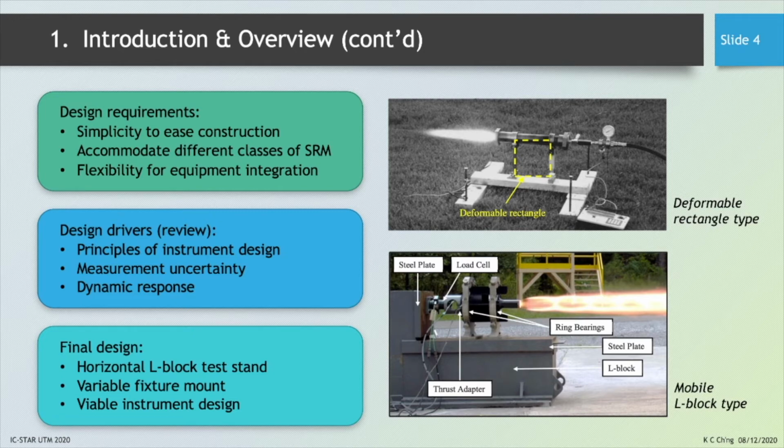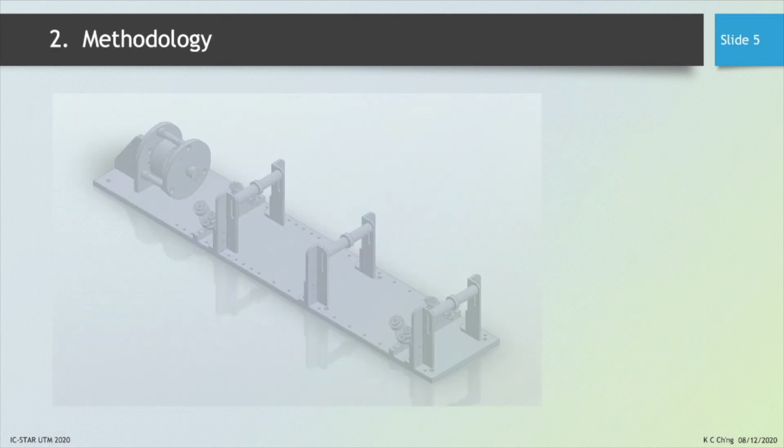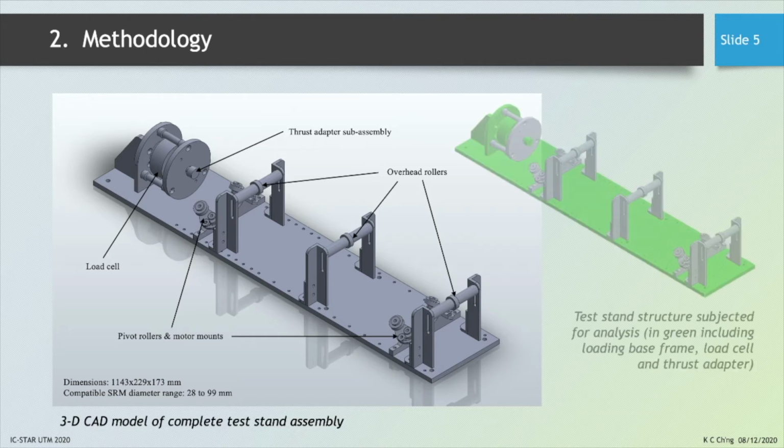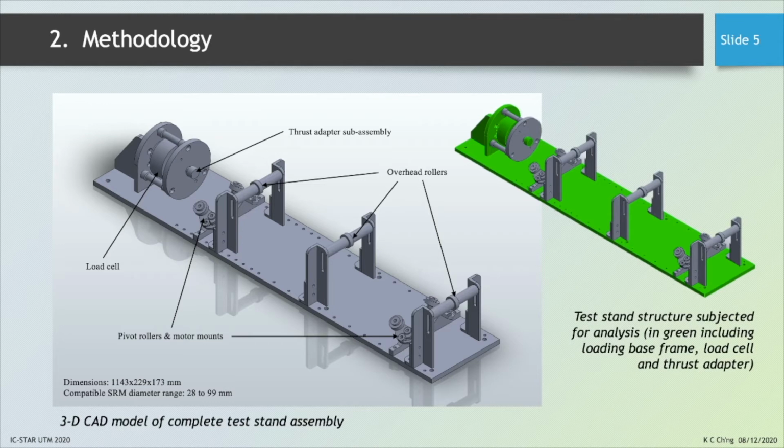Next is the model of our design. From here, this is the 3D model of the complete test stand assembly, which includes the truss adapter, the base plate, and also the rollers as well as the mounts. The dimensions of the test stand are as shown, and the design is compatible for a diameter range of 28 to 99 mm. The loading frame and the truss adapter are to be analyzed, where the truss adapter will be the elastic element of the load cell and is expected to experience minimal deflection.